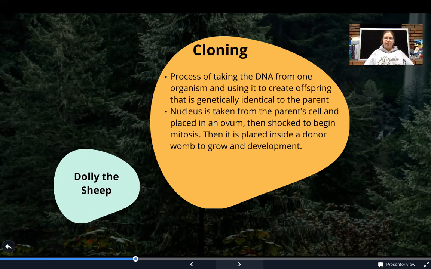So how do we clone? Well, first we take the nucleus from a parent cell. So if, God forbid, someone wanted more Komars running around, they can take a skin cell and take the nucleus out of that skin cell. They can then place it in a healthy ovum. An ovum is just an egg cell. So they'll take an egg cell from a donor. They will remove the nucleus from the egg cell, and they will put the nucleus from my skin cell into that egg. Then they'll shock it, and that'll cause it to go through mitosis. It is then placed inside of a surrogate womb and is allowed to grow and develop. And that's exactly what they did with Dolly the sheep.